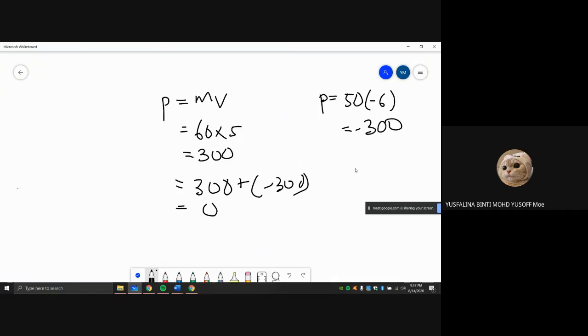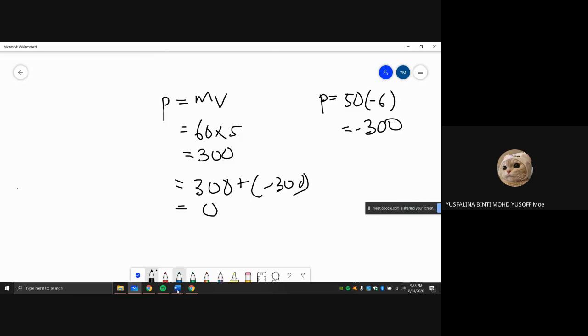Then it asks you to compare the total momentum before and after. We already know that from diagram A, the total momentum is 0. After the boy jumps, the total momentum is also 0. So the total momentum is the same before and after. Now, name the physics principle. This one is the principle of conservation of momentum.